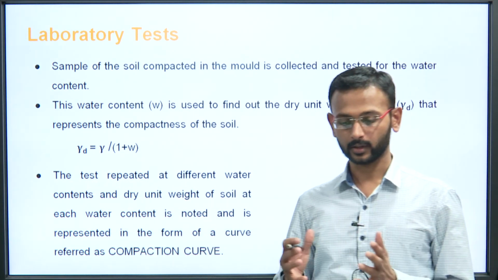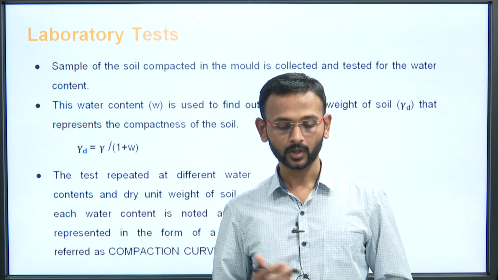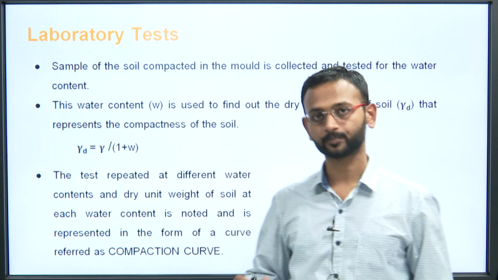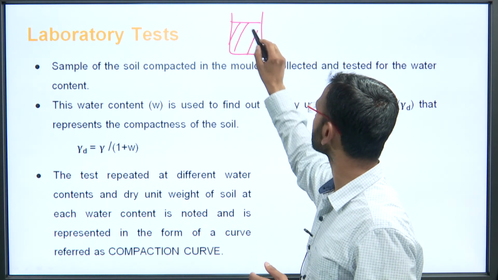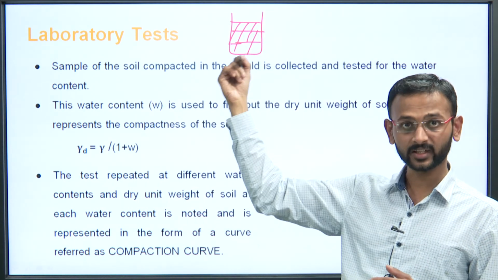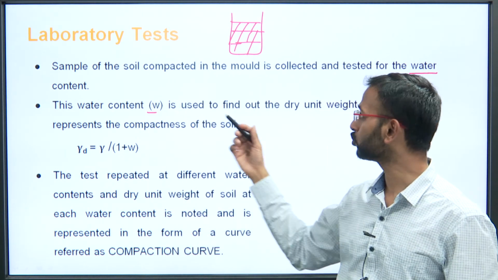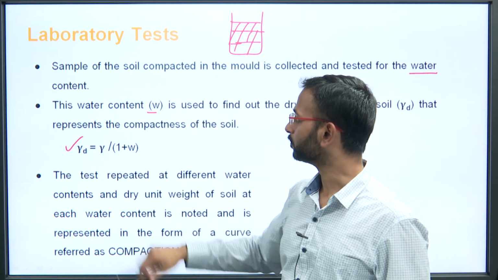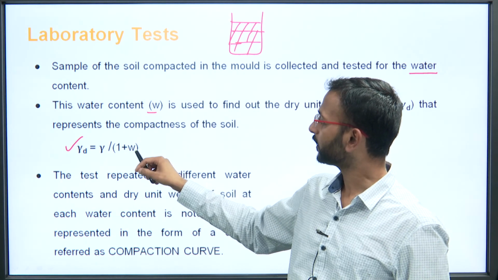Now after you have used the mold and compacted by the process that we have already discussed, the sample of the soil compacted in the mold is collected and tested for the water content. So you have compacted the soil in the mold, let us say in 3 layers. After compaction, you take the soil sample and test the water content. This water content is used to find the dry unit weight, because gamma d is equal to gamma by 1 plus w. So you know this unit weight, and the unit weight can be found by practical experiments. Now you know the water content.